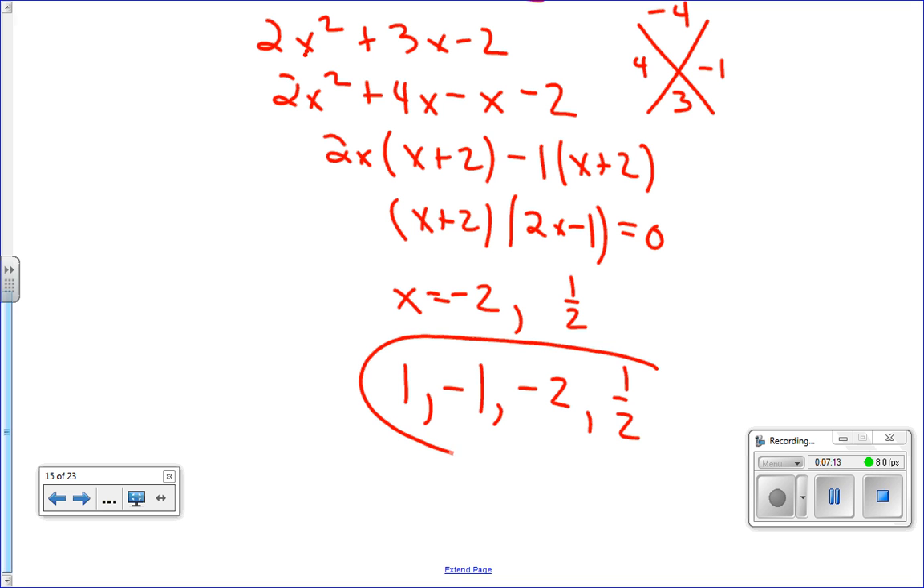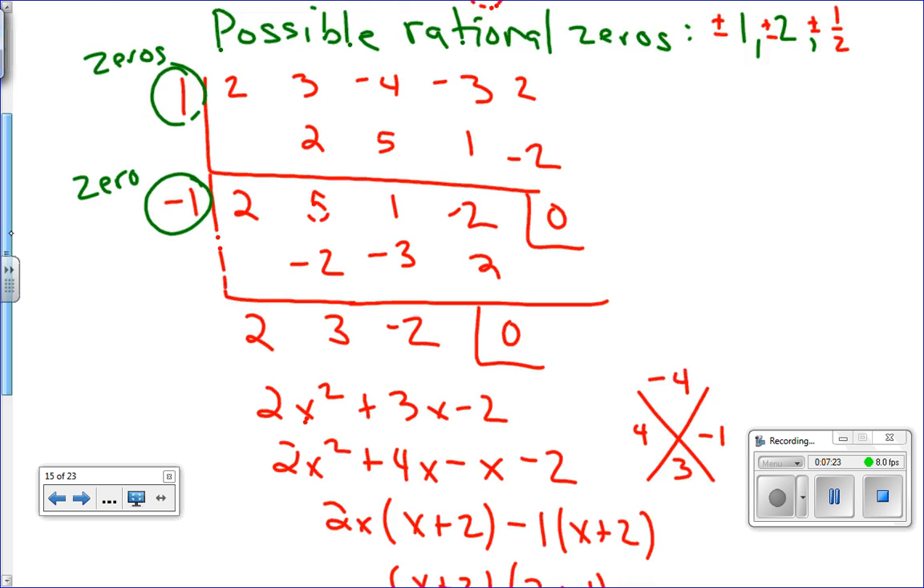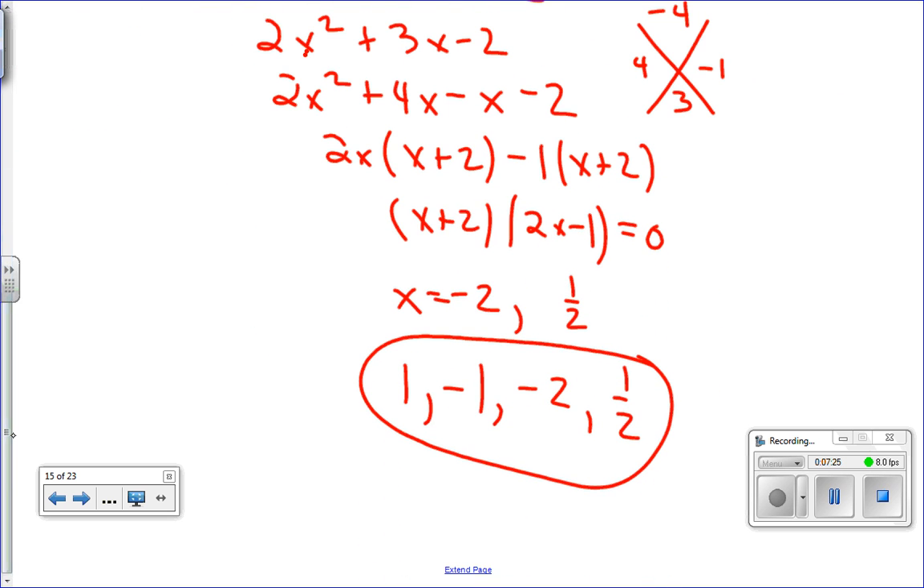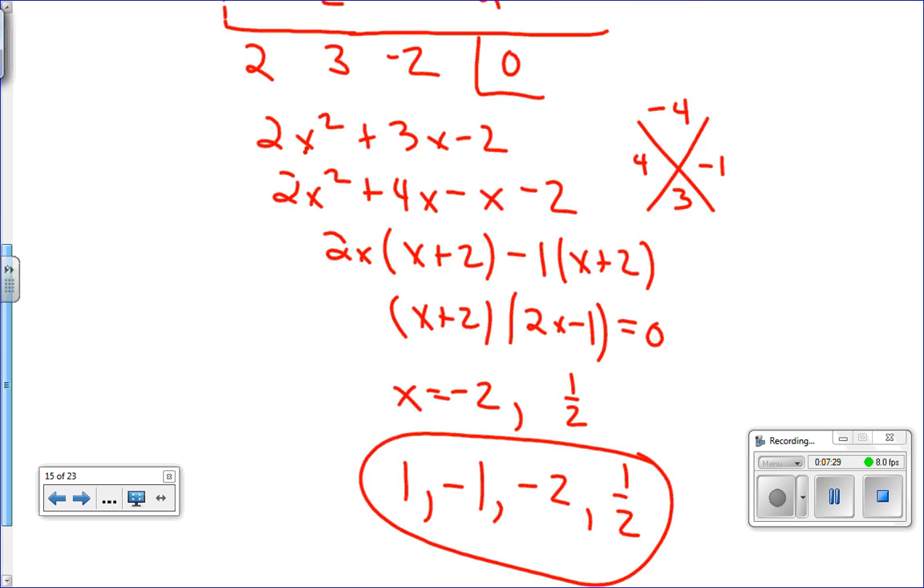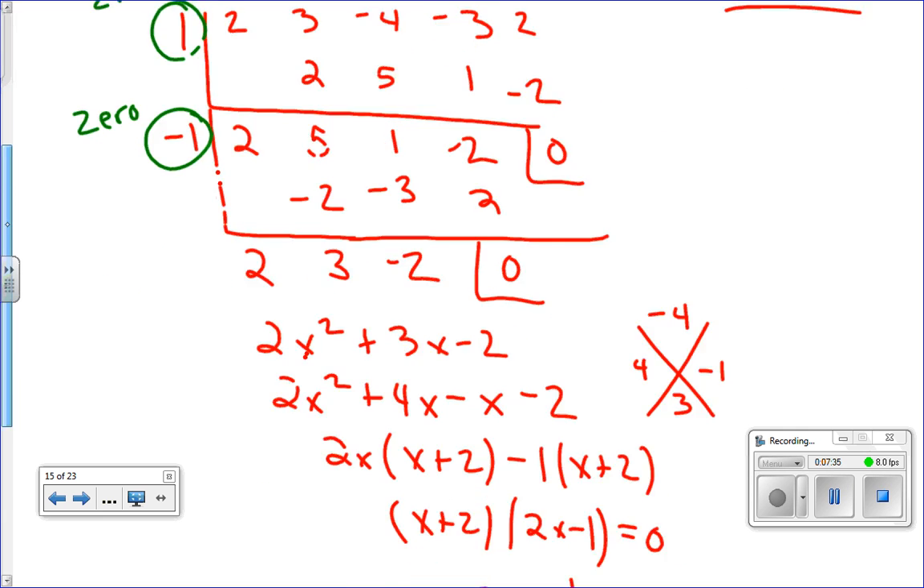I know I am done because the highest power is 4. Up here, we talk about the highest power being 4 is the number of zeros you're looking for. It turns out that all of these are rational zeros. 1, -1, -2, and 1/2. All of these come from my possible list of candidates, which we found at the beginning, and we're done.